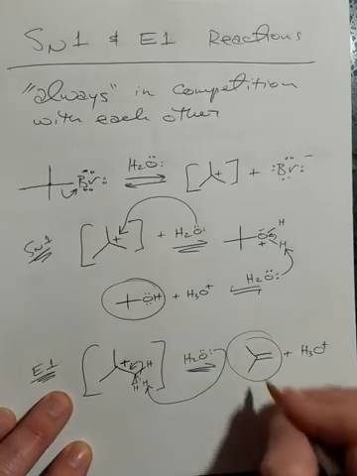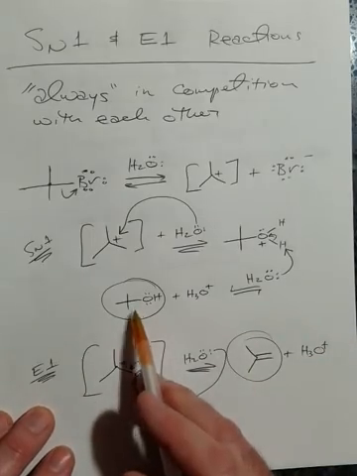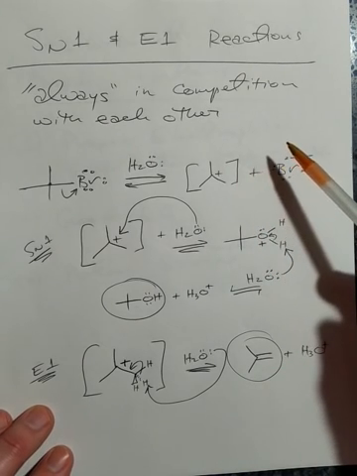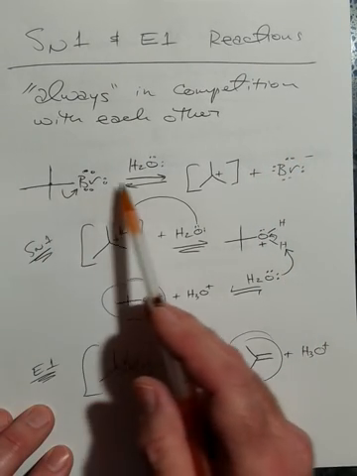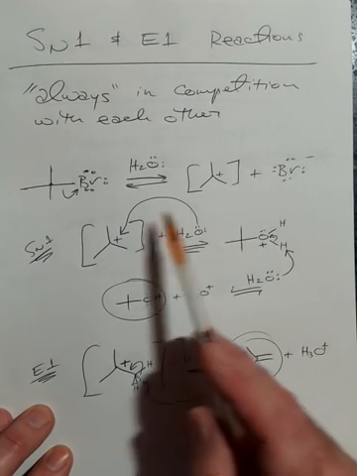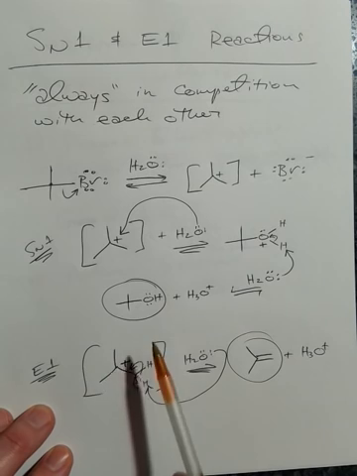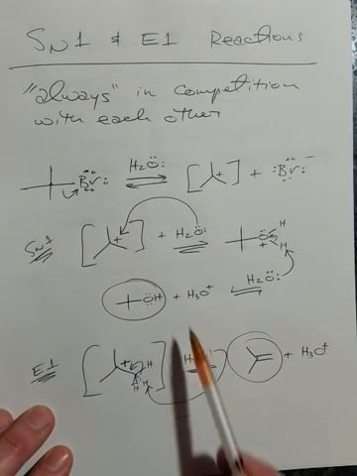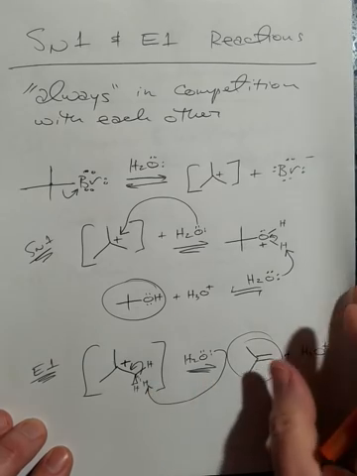So there is our E1 product, there is our SN1 product. And you see, the reason that these reactions are always in competition with each other is because they begin with an identical first step, the slow step, the rate-determining step, the formation of this high-energy carbocation. Once that happens, we can either have an SN1 pathway or an E1 pathway.